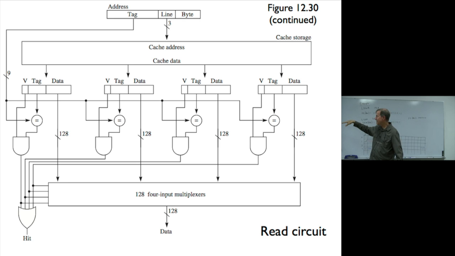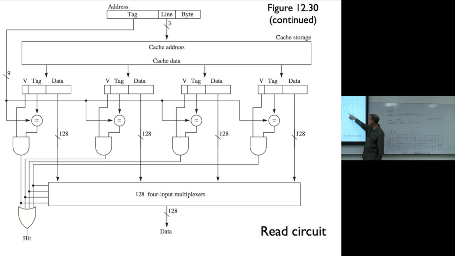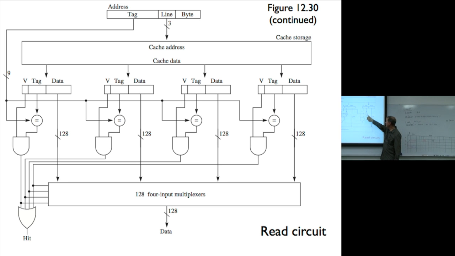Are you with me? So here, this equals here on the far right. It's comparing the tag field from the address that's submitted by the CPU, the address request, with the tag field that's in this part of the associative cache. Does everybody see how that works? And now, if this is equal, then the right input of this AND gate will be what? 1. And that AND gate acts as an enable.